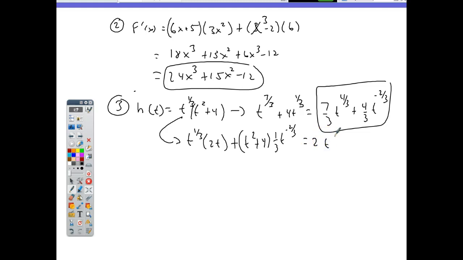T to the 4/3 plus 1/3 t to the 4/3 plus 4/3 t to the negative 2/3.